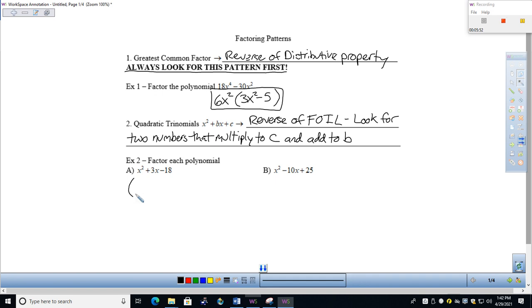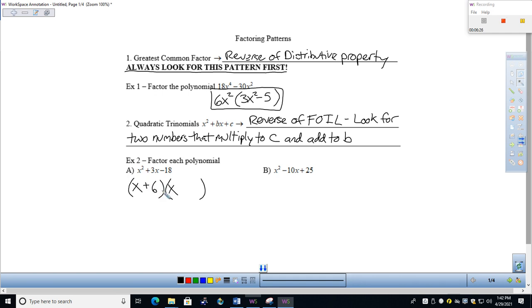And when I say reverse the foiling, what I'm doing essentially is just creating two binomials. So one binomial times another. And as you probably do remember, if I'm looking for two values that multiply to x squared, of course, that's got to be x and x. So that should go in without question. And then our rule of thumb is this. I'm looking for two numbers that multiply to negative 18 and add to positive 3. If I can get that combination, that goes here and here, and I should be ready to roll.